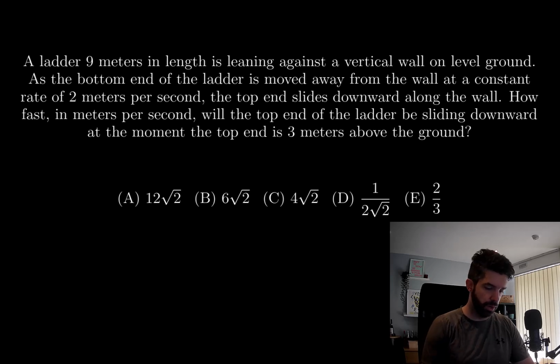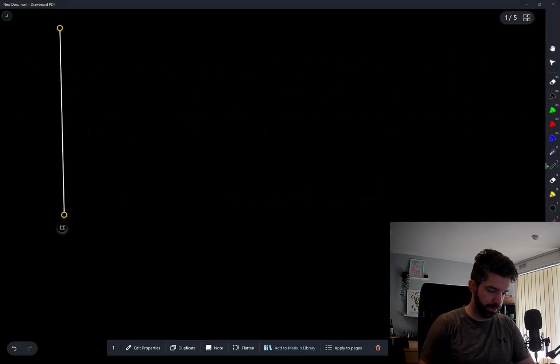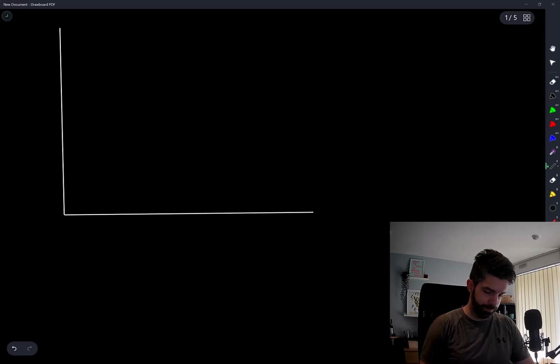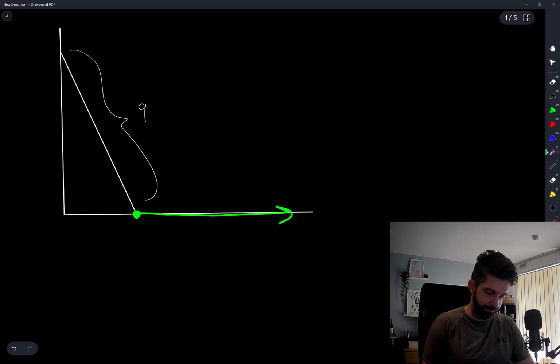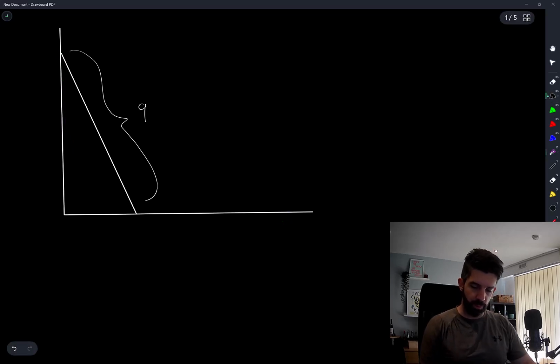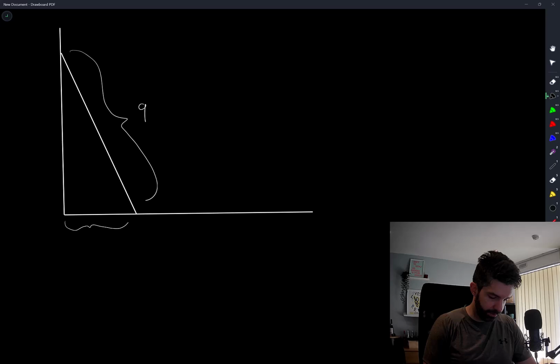Okay, so let's draw a figure of what's going on here. So we have a ladder leaning against the wall like this. The length of the ladder is 9 meters. And as this point slides that way, this point will slide downwards that way. So I'm going to call this distance x. And then clearly we have this value, which I'll call h.